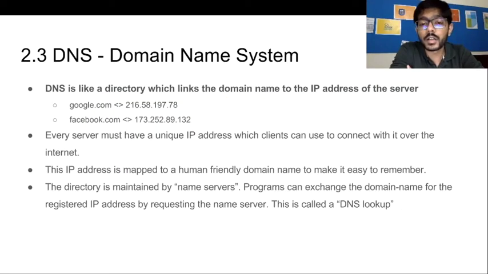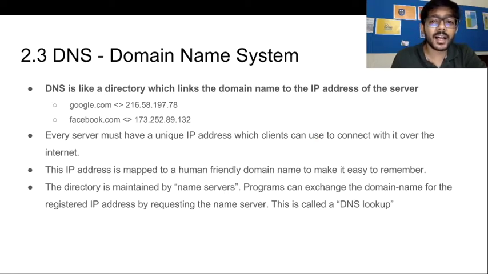We look at the first part of our browsing experience, which was the browser, the second part, which was the web address or the URL, and now the browser has to make a request to the server, but it can't make a request to the server based on just the URL, because computers on a network are only identified by what is called their IP address. Think of an IP address as a sort of telephone number that identifies a computer on a network. Now, each server must have a unique IP address, which clients can use to connect with it over the internet, or over any network, in fact.